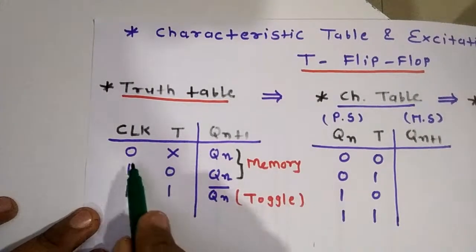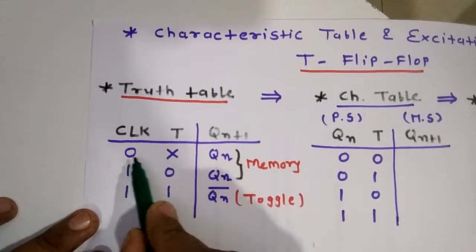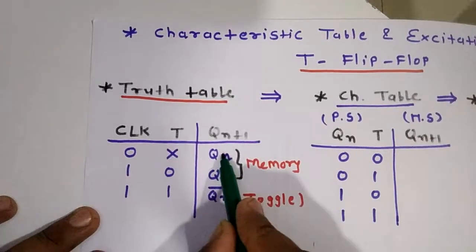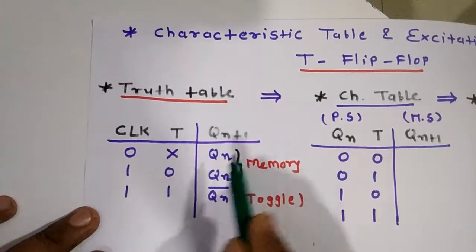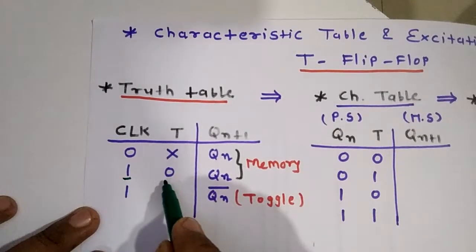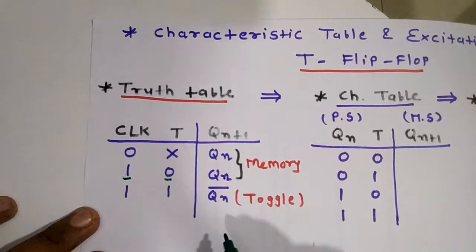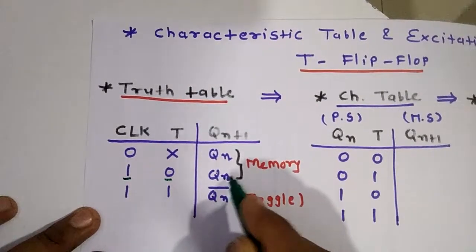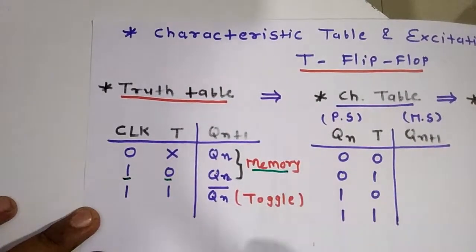in the T flip-flop, if clock is 0 and T is don't care, meaning 0 or 1, then output is Q of n, that means previous value. If clock is 1 and T is 0, then output of T flip-flop is Q of n, that means memory.